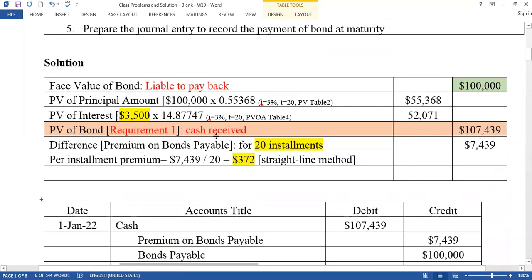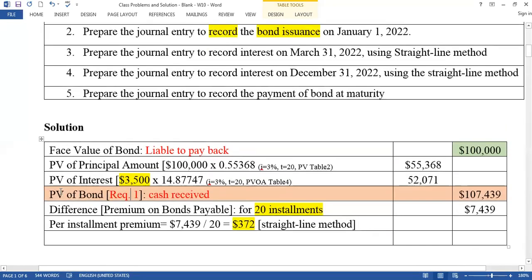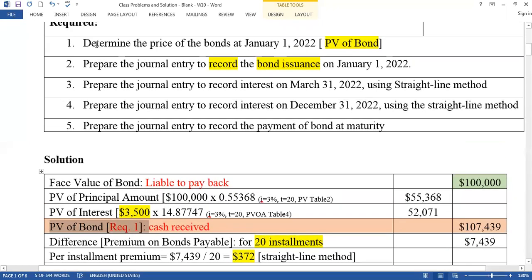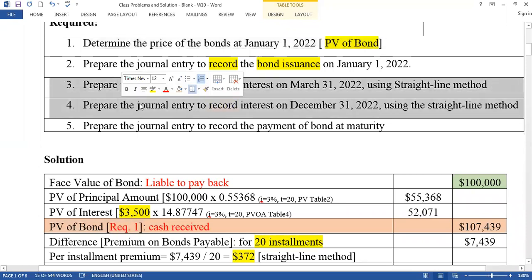And this is the first requirement. Requirement 1 says to calculate the present value of the bond. So for requirement 1, we calculate the present value of the bond. Now we are at requirements 3 and 4.